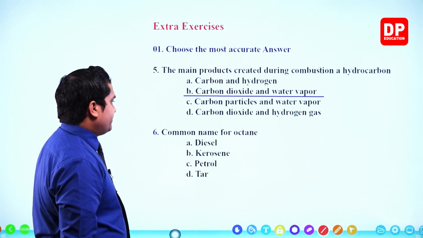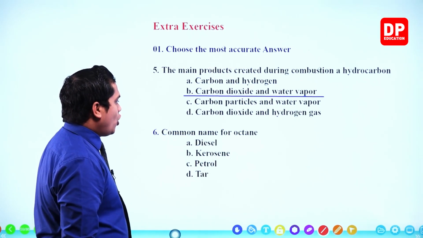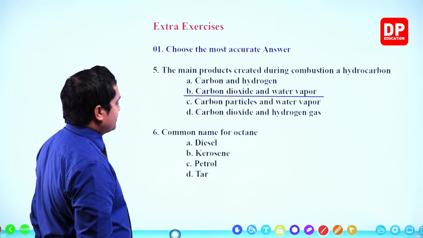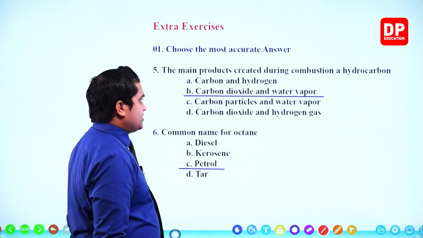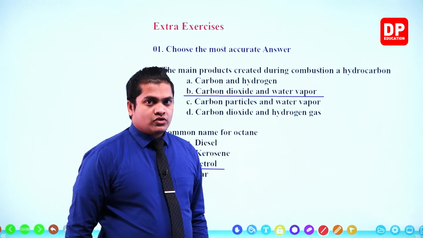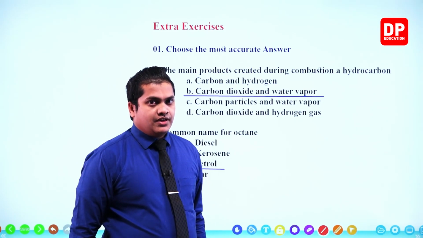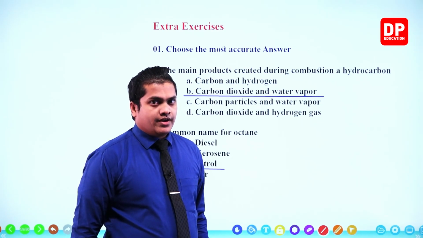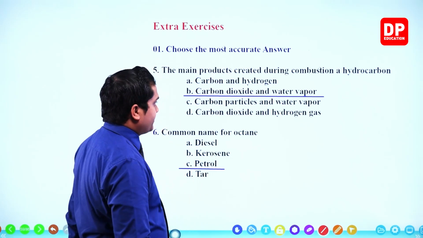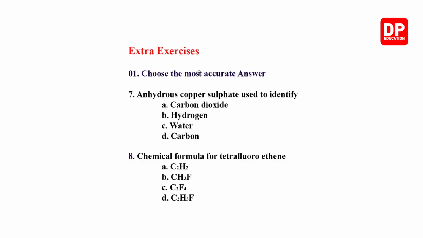Then the next one. Common name for octane. Very simple, my dear children. Once again, petrol, right? Octane is the most abundant compound contained within petrol, right? So, that is why it is given the name octane, right? Then the next one.